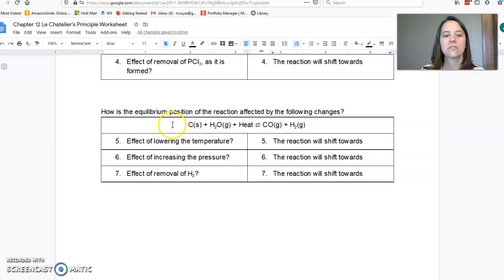And then 5, 6, 7 is looking at this second equation. How is the equilibrium position of the reaction affected by the following changes? So you have solid carbon reacts with water vapor, and you can see again it's another endothermic reaction, and is in a reversible reaction with carbon monoxide gas and hydrogen gas. And you're looking at the effect of lowering the temperature, increasing the pressure, and the removal of hydrogen gas. And over here you'll tell me if it reacts towards the products or reactants.